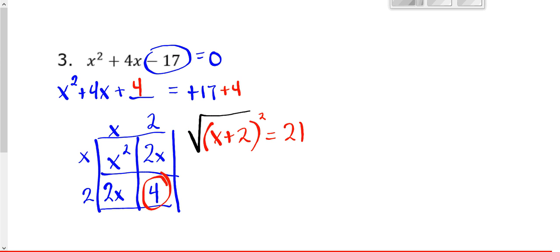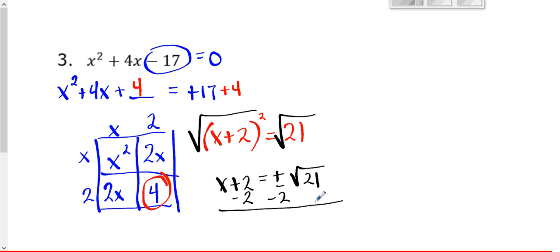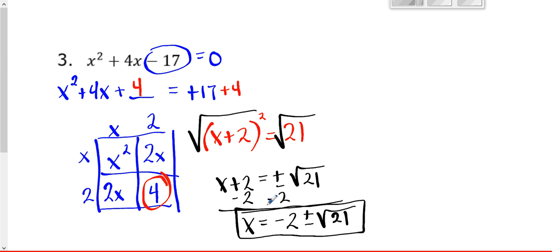And now I can use my square root method. So I'm going to square root both sides. I'll be left with x plus 2 equals plus or minus the square root of 21. And then I need to subtract 2 from both sides. So I'll have x equals negative 2 plus or minus the square root of 21. And this is my final answer.